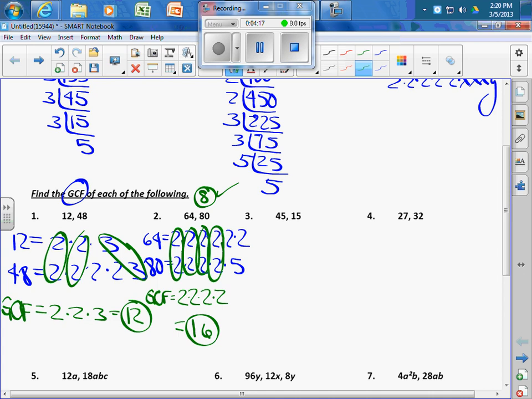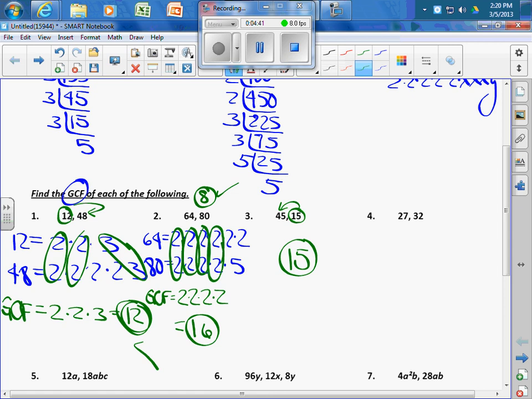Now, if you want to take a shortcut in finding the greatest common factor, you can try this. Take the smaller of the two numbers. Does it go into 45? Yes, it does. So 15 is your greatest common factor. We could have done this back here with number 1. Does 12 go into 48? Yes, it does. There's your greatest common factor.